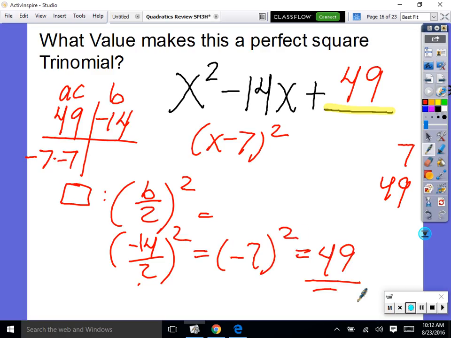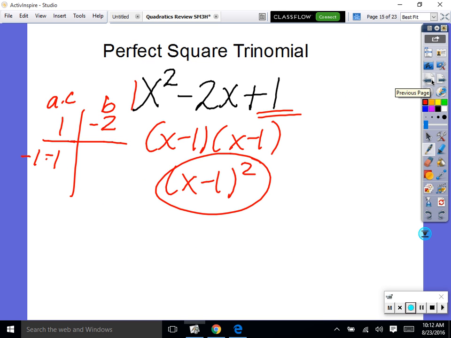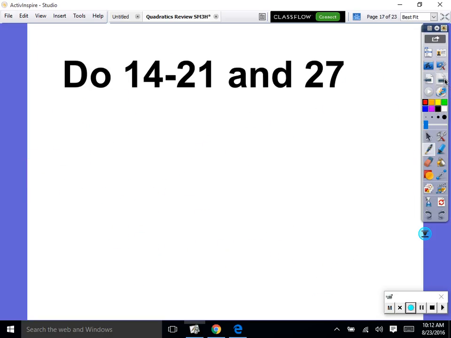So do you see how we got that? Yeah. You do? B divided by 2 squared, right? Negative 2x. Yeah. So I like just half it. No, I can see how you did that. That's what actually a lot of people did my first time doing it that way. Okay, do 14 through 21 and 27.